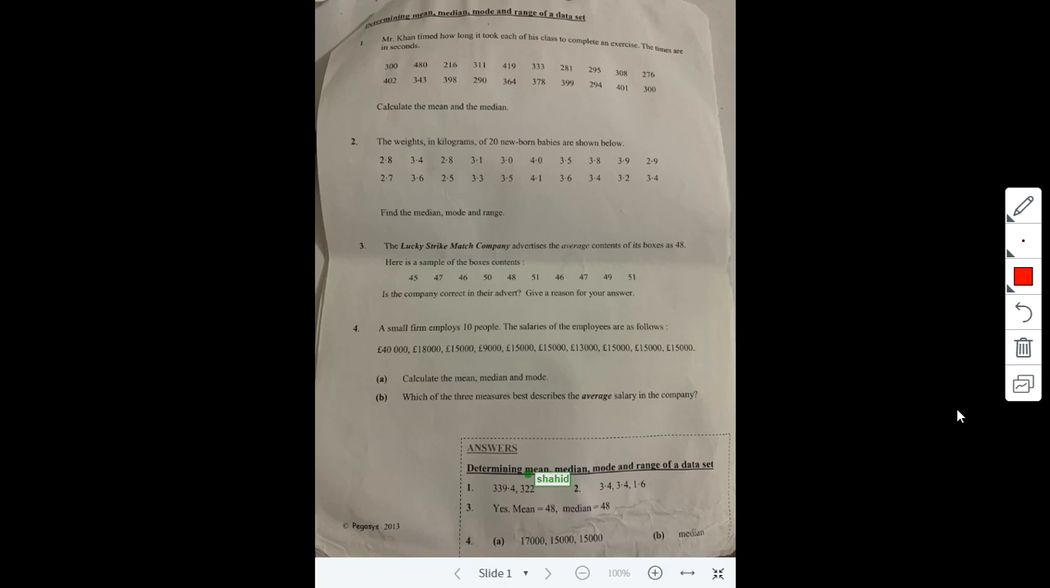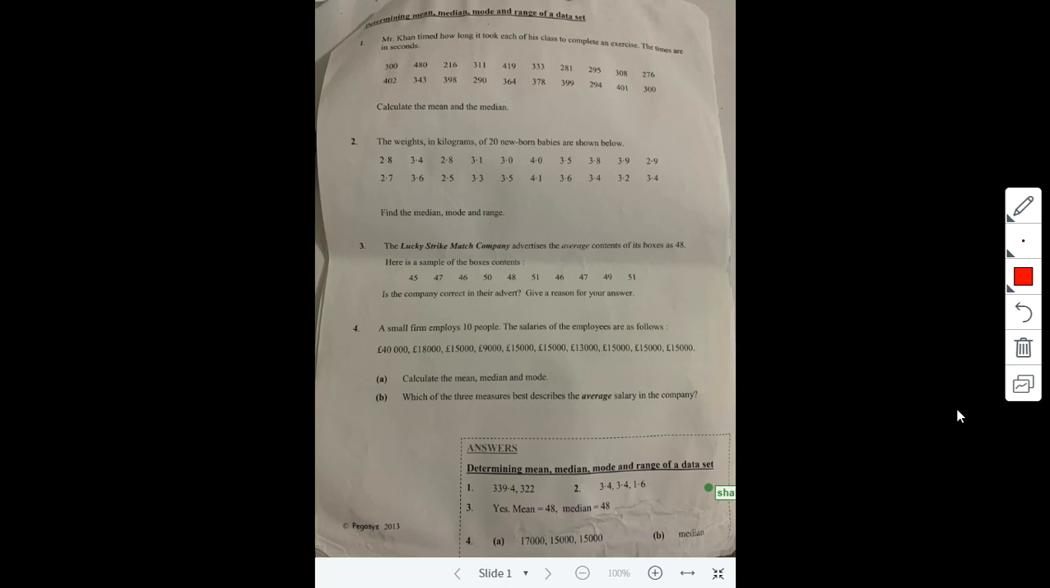Yes. But in the answer box at the bottom, it says median equals 48. So what has the median got to do with any of this? Okay, so the first thing is that average means mean, median, or mode. Average is of three types: first is mean, second is mode, and third is median. Is it clear? Yes, but then why do I not have to calculate the mode for this?